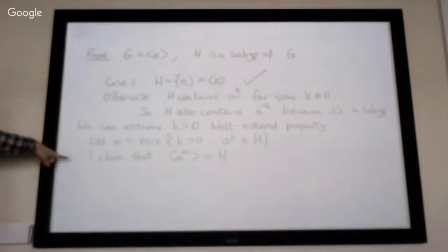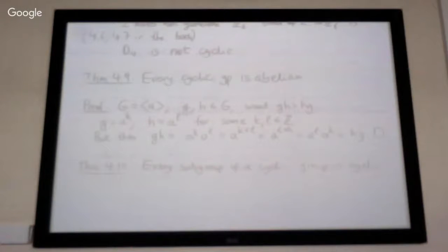We're in the middle of this proof, but it's good to remind ourselves what we're actually proving. And what we're proving is that every subgroup of a cyclic group is cyclic.